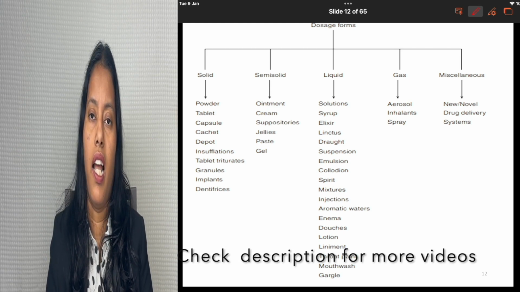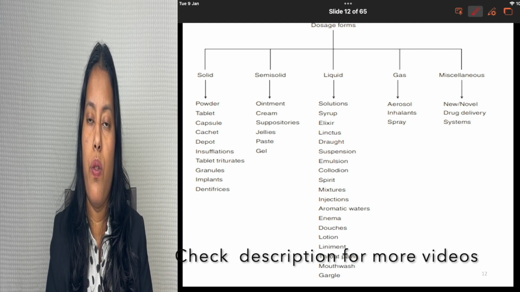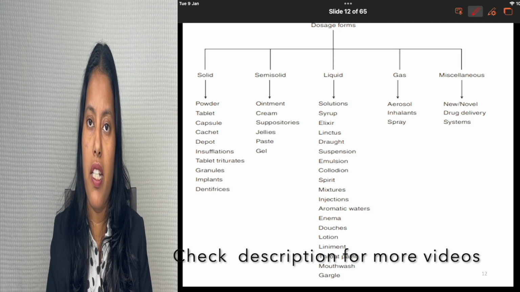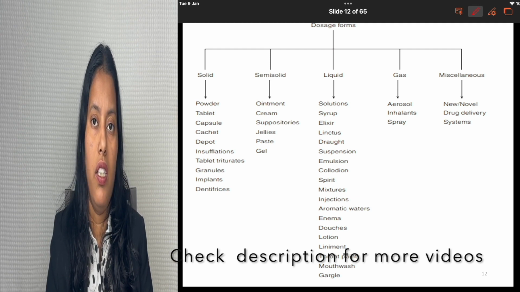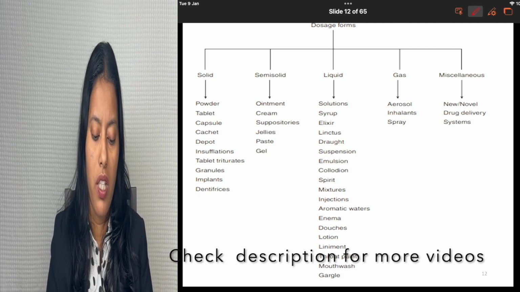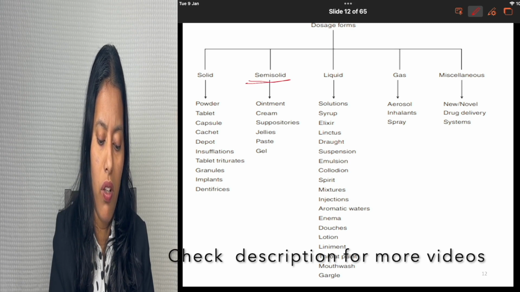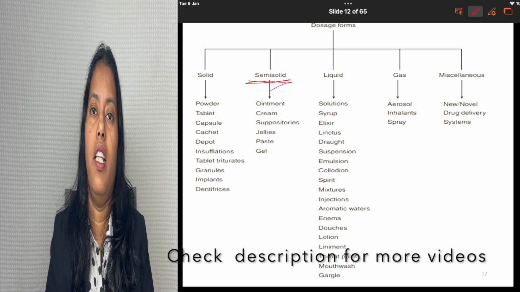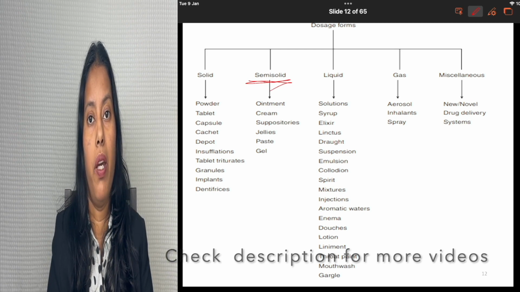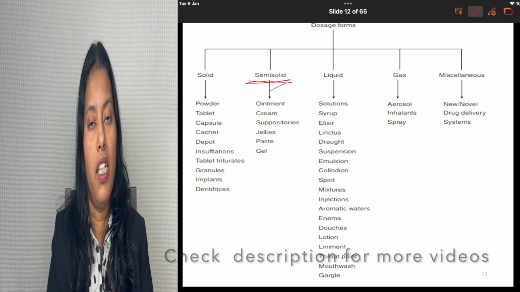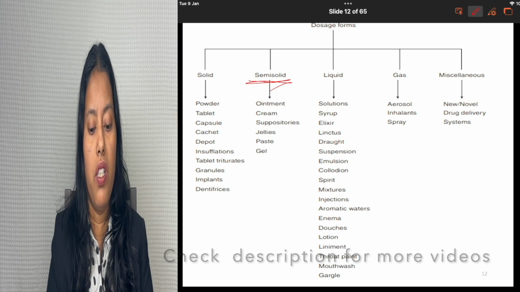So solid, you have various examples like tablet, capsule, granules, effervescent tablets, powders, dusting powders, lozenges, pastils, pills. So these are the various solid dosage forms. Next you have the semi-solid dosage form. These are suppositories, pessaries, ointment, gel, paste, jellies, which are examples of semi-solid dosage form.